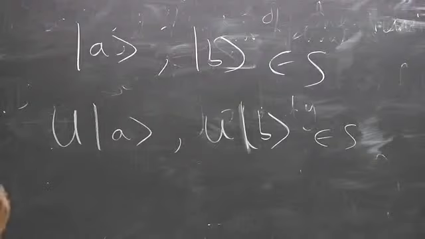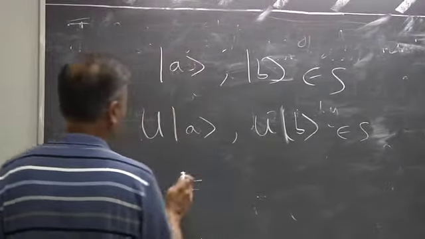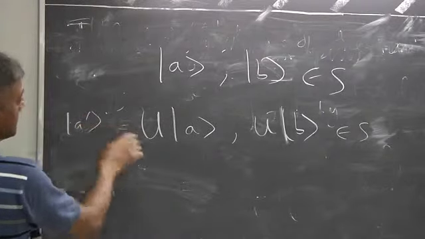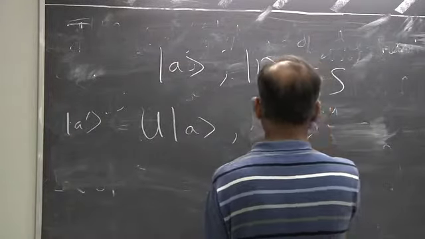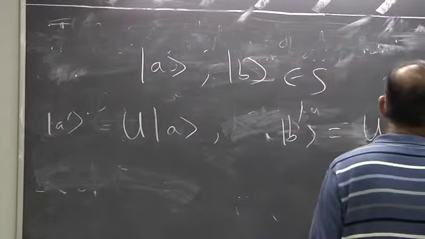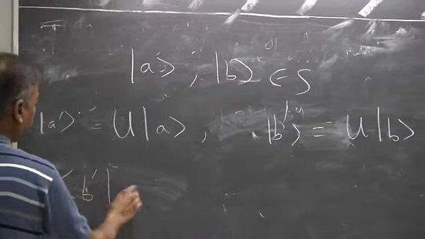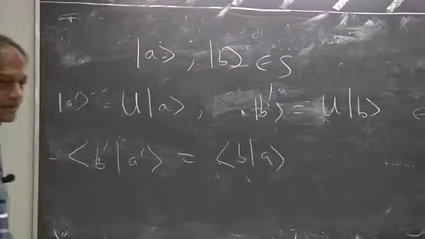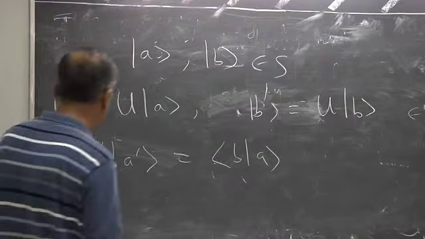Then you can prove that BA is the same as, let me give some name to this. Say this is A prime, some state A prime in S, and similarly this is some state B prime. They all belong to S. Then what we can prove is that B prime A prime is the same as BA. This is the important point of the unitary operator. So let's see how to prove that.